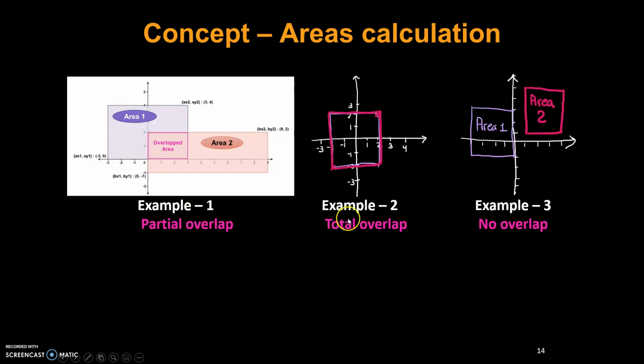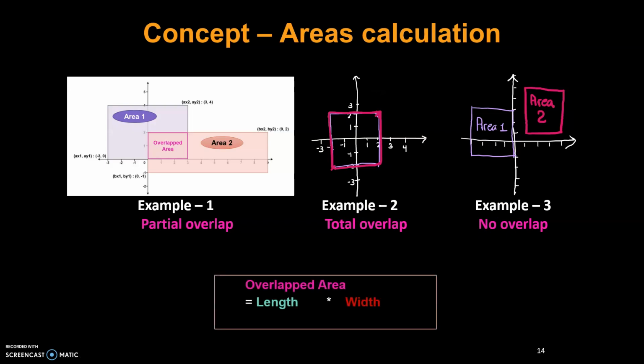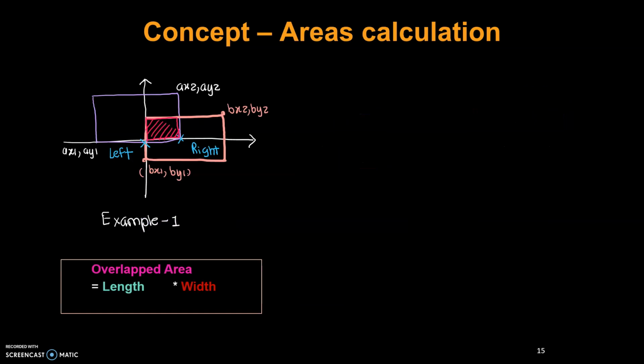Example 2 is total overlap. Example 3, there is no overlap. So when we think about the overlap area, our algorithm should cover all 3 cases. First, let's have a look at example 1.